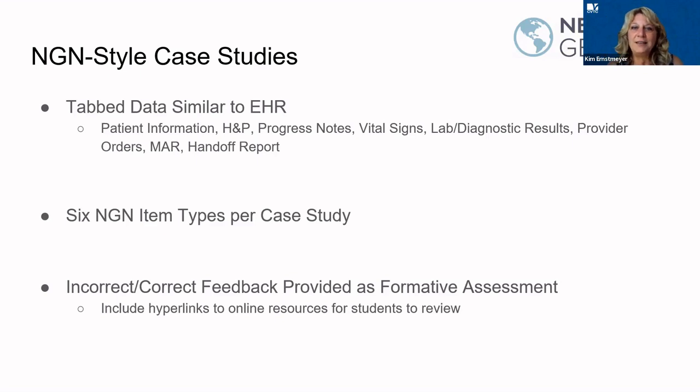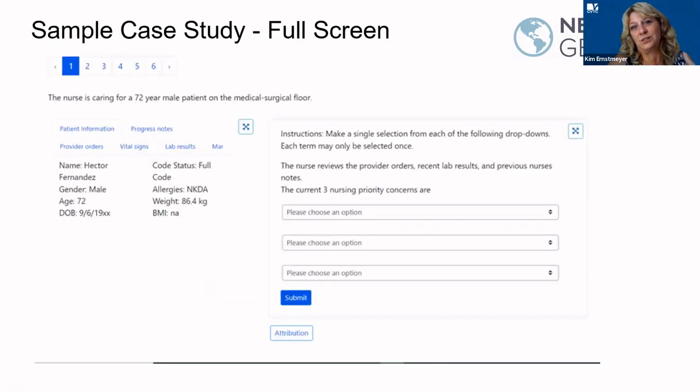Because we are providing these as formative learning activities, meaning feedback is provided to students, in the questions and case studies we've created we provide correct and incorrect feedback that contain links back to OpenRN materials, where the student can review any areas of weakness that they find as they take these practice questions. So here's a screenshot of what a case study looks like. Because there's so much information to share, we've split it into 2 areas on the screen, and our real estate, as Eric says, is very limited.